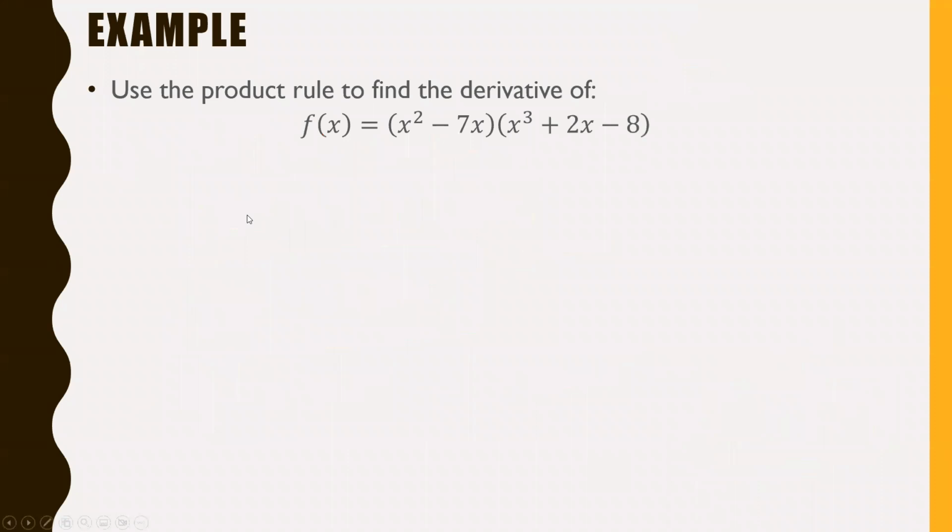Anyway, let's march on. So use the product rule to find the derivative of this whole thing. This would be quite a long one to double dip through if you were to do the power rule on it. Like you'd have to multiply all of this all through.